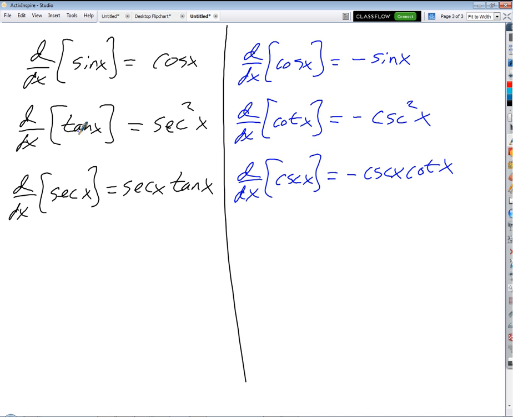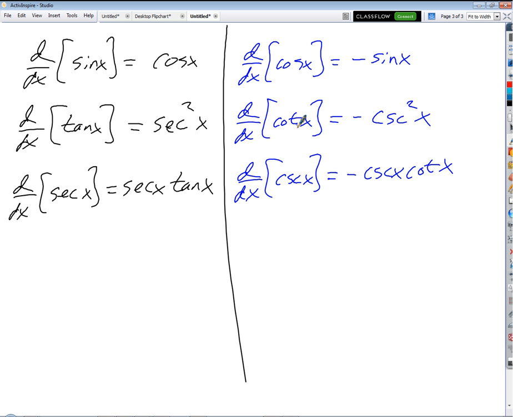Well, if the derivative of tangent x is secant squared x, then because of our symmetry, the derivative of cotangent x must be the co-equivalent of secant squared x, cosecant squared x. But whenever we differentiate a co-function, we always get a negative answer, right?